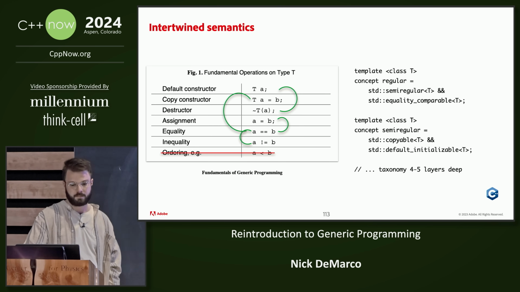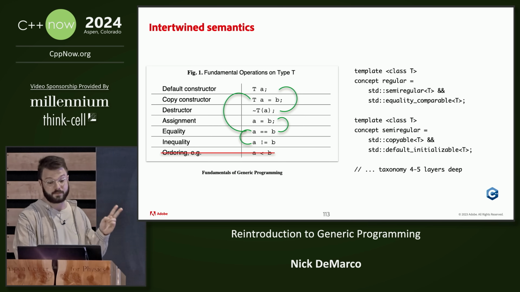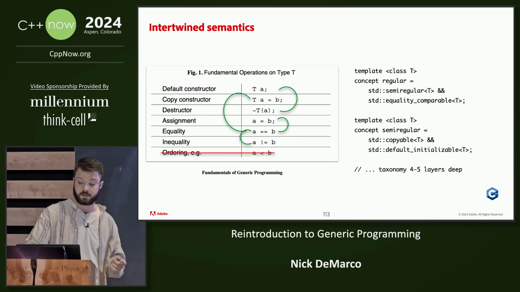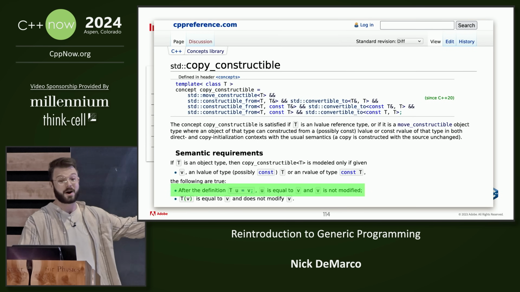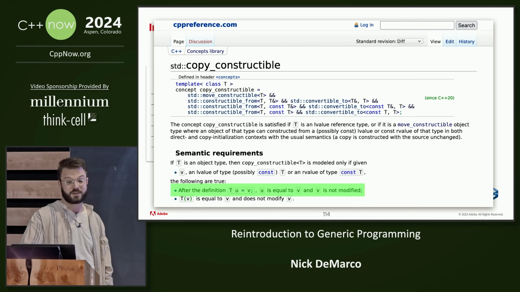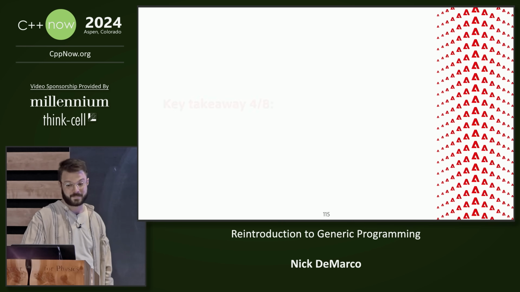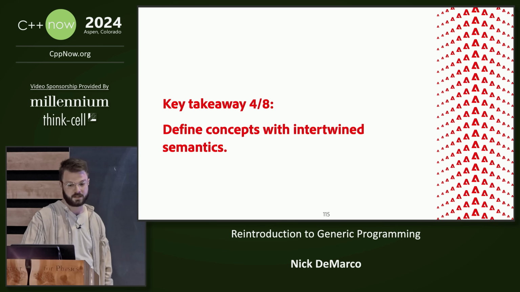Well, if you're semi-regular, you can't ask if two objects are equal, but the semantics of equality still matter. Because if you're semi-regular, you're copyable, and if you're copyable, you're copy constructible. And if you're copy constructible, you still have semantic requirements. After a copy construction, you must equal V. You can't check, but you have to be. I think that's very interesting. So key takeaway 4 of 8: define concepts with intertwined semantics.